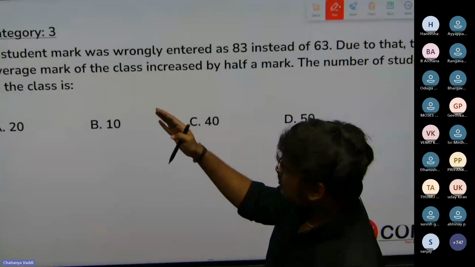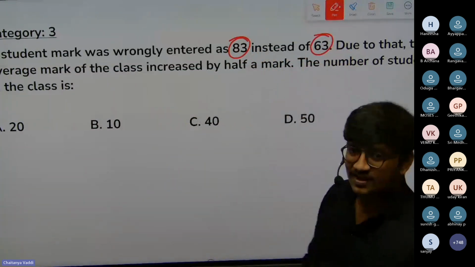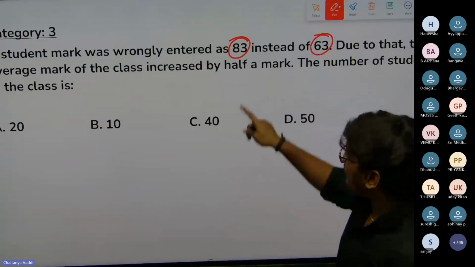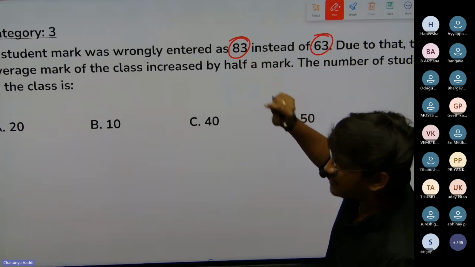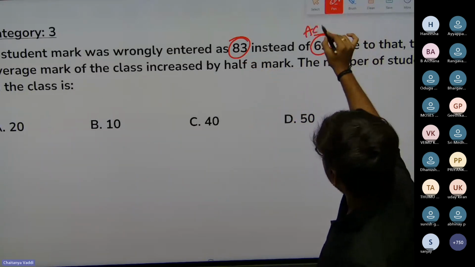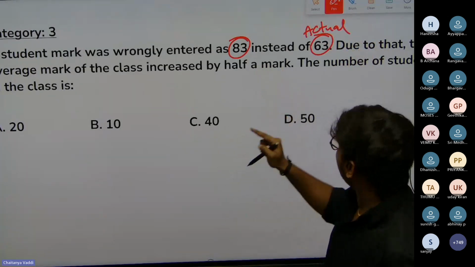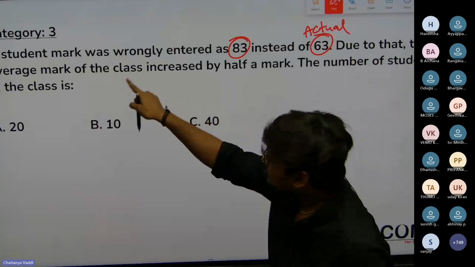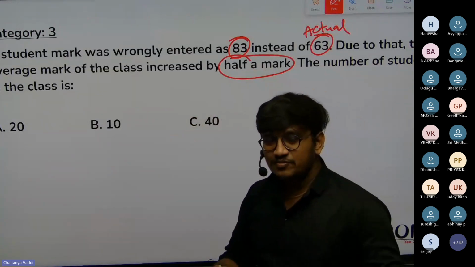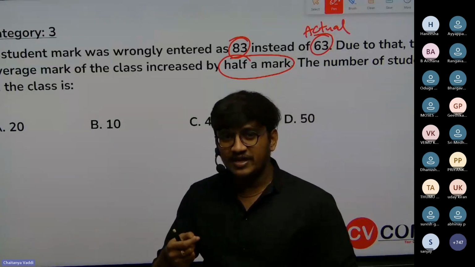Let's try to understand the question now. A student's mark was wrongly entered as 83 instead of 63. Means while entering the student's marks, I made a mistake. I entered 83 instead of 63. 63 is his actual marks, but I entered 83 by mistake. Because of that, the average mark of the class is increased by half a mark. Means for every student, the average is increased by half a mark.